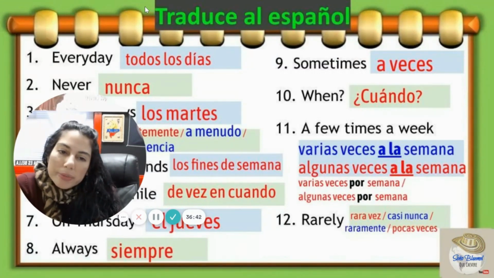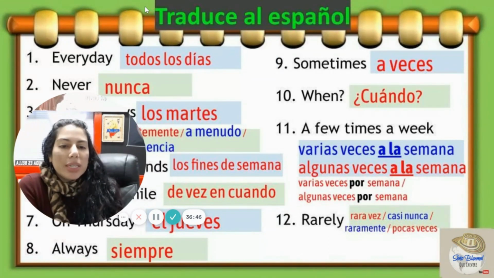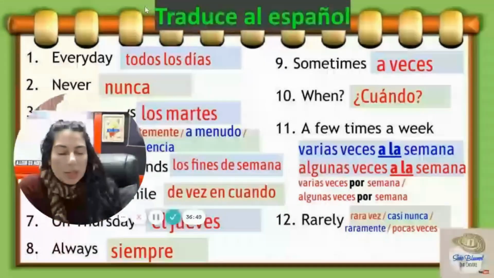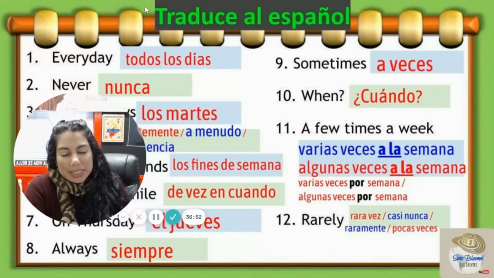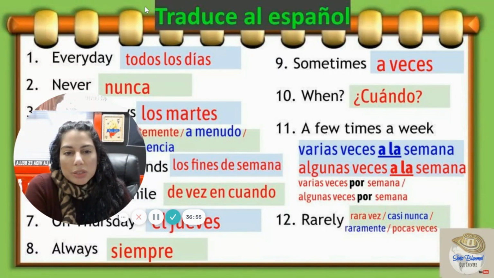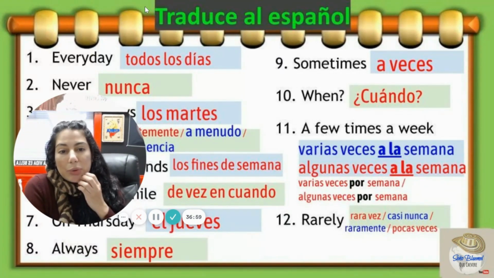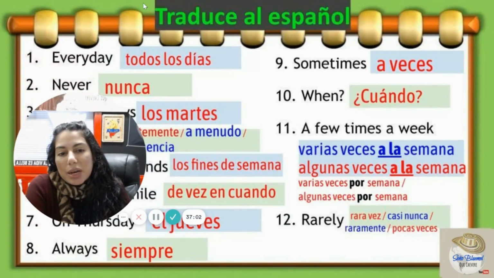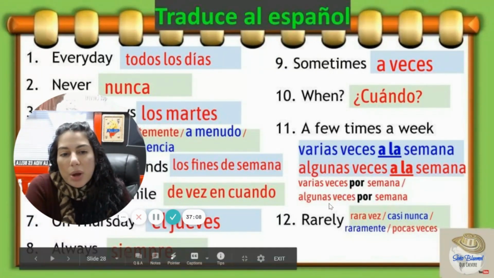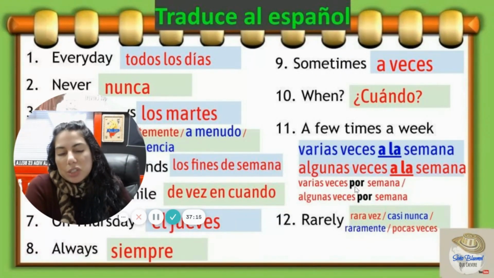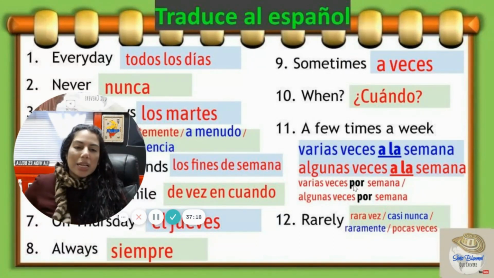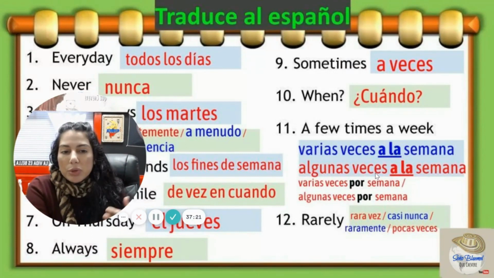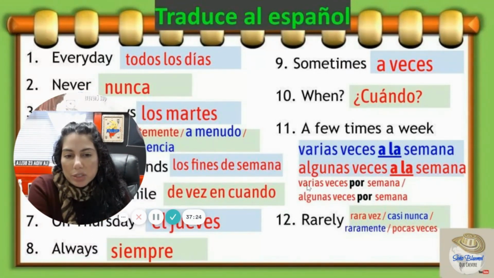When? Cuando. A few times a week: varias veces a la semana. Or you can also say algunas veces a la semana. So varias veces is several times, or algunas sometimes, varias veces a la semana, o algunas veces. So you can also say varias veces por semana, o algunas veces por semana. So just little things like that that you change in Spanish, prepositions and words like that. So you can just play around with it. You just pick which one you want to say, but they're both correct.